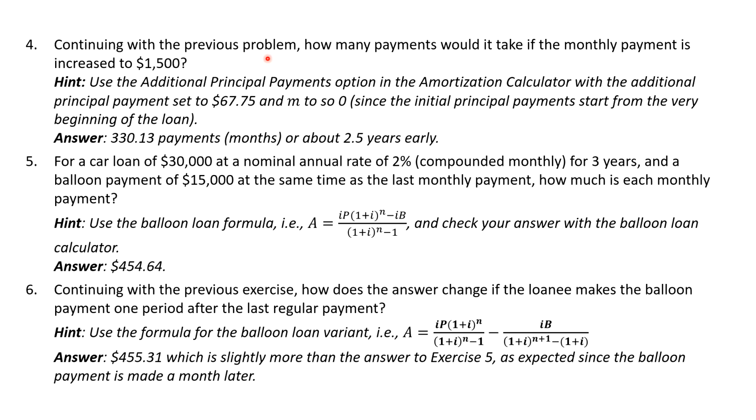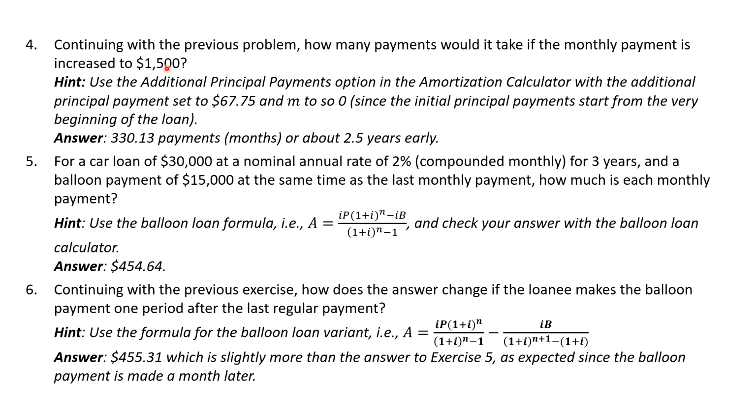Continuing with the previous problem, how many payments would it take if the monthly payment is increased to $1,500? We can use the additional principal payments option in the amortization calculator. We put the additional principal payment to $67.75. That's just the difference between the $1,500 and the number we computed on the previous slide.